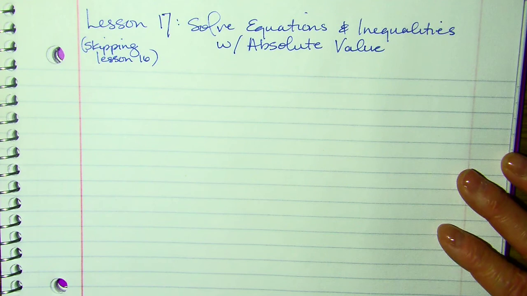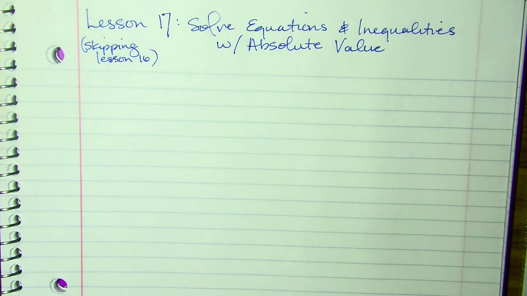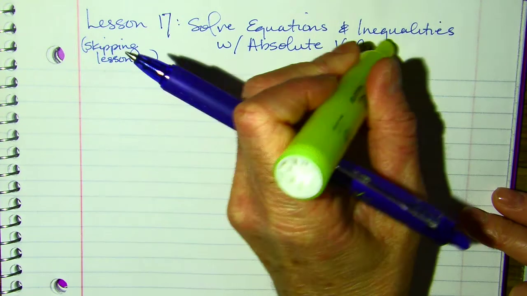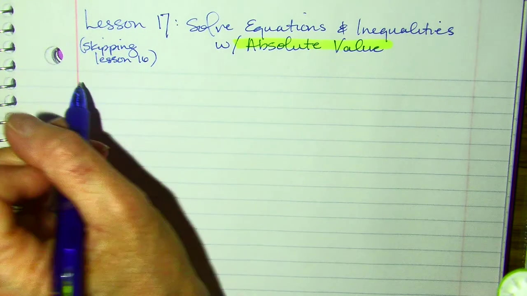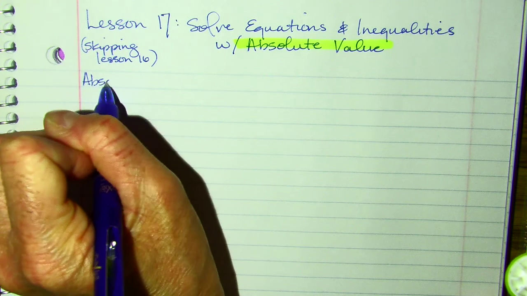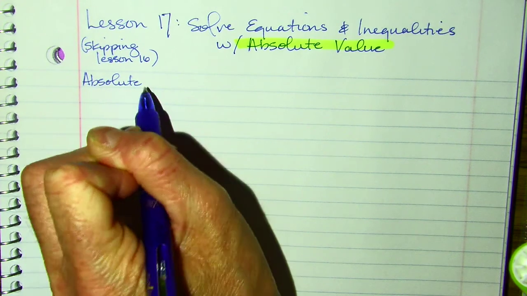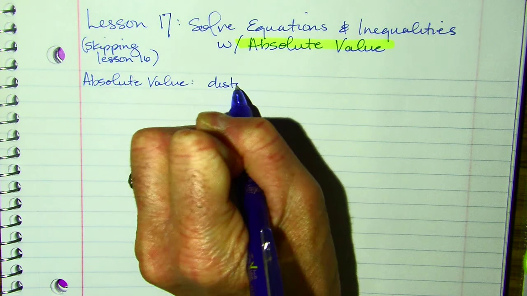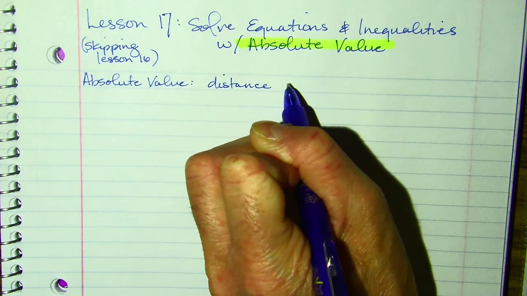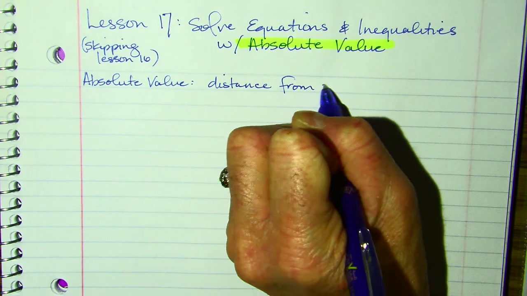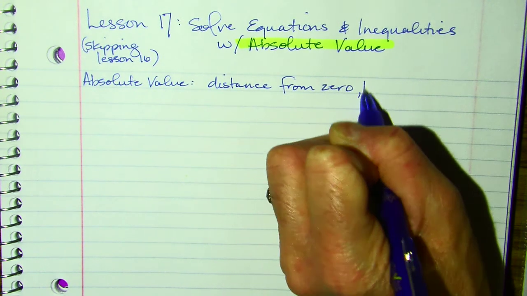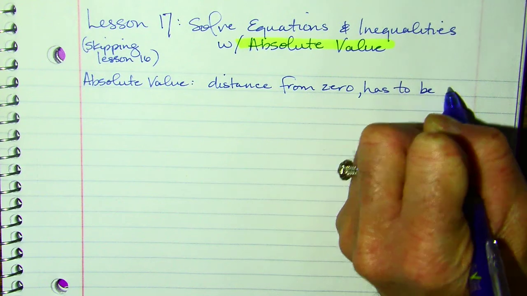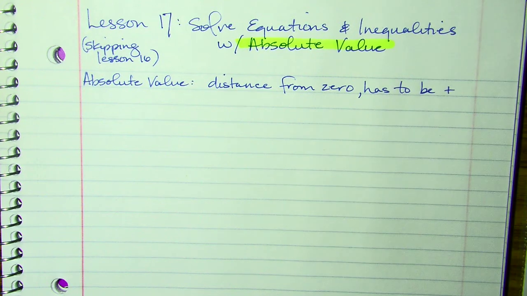So today's section is on solving equations and inequalities with absolute value. Now remember, absolute value is the distance from 0. So because it's about the distance, our answers cannot be negative, right? It has to be a positive value because you can't have a negative distance.